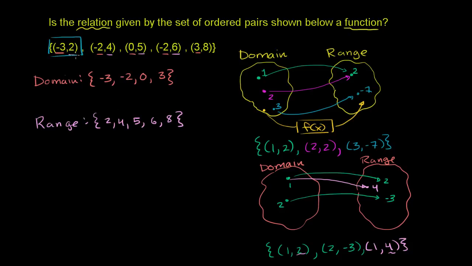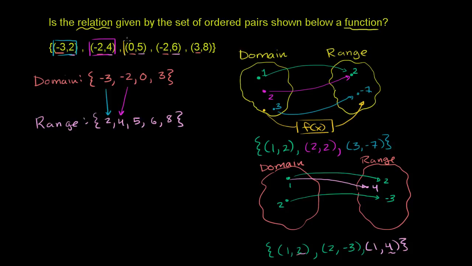So negative 3 is associated with 2, or it's mapped to 2. Actually, that first ordered pair, I don't want to get you confused. It should just be this ordered pair right over here. Negative 3 is associated with 2. Then we have negative 2. Let me do that in a different color. We have negative 2 is associated with 4, based on this ordered pair right over there.